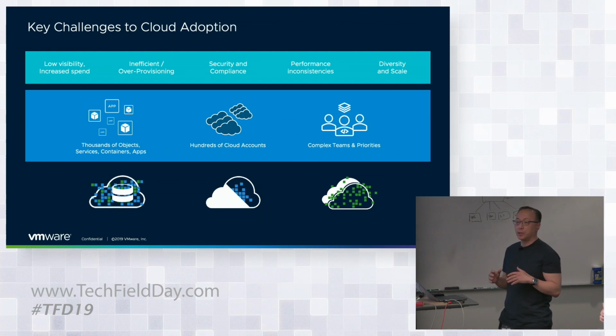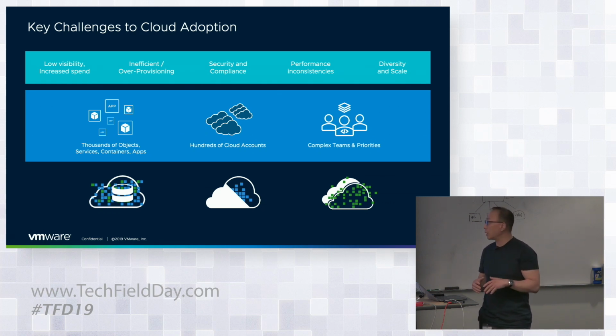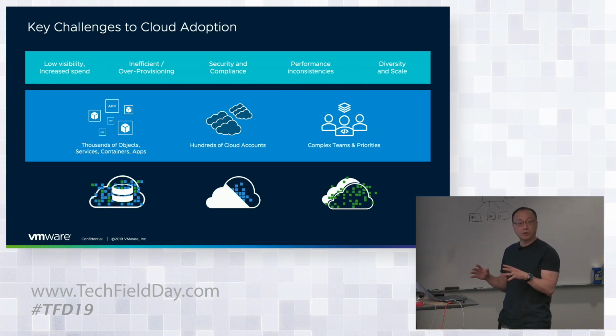So when we look at companies or customers who are migrating and transforming their infrastructure to a hybrid cloud and ultimately to multiple public clouds, we see obviously a mixture of challenges that they're looking to help address from vendors like ourselves. So when we look at the infrastructure layer, as you go to a cloud, you can look at a potential situation where you have thousands of objects, services, containers, and applications, hundreds of cloud accounts. And of course, even if you have those issues, do you have the right teams and processes to address them?